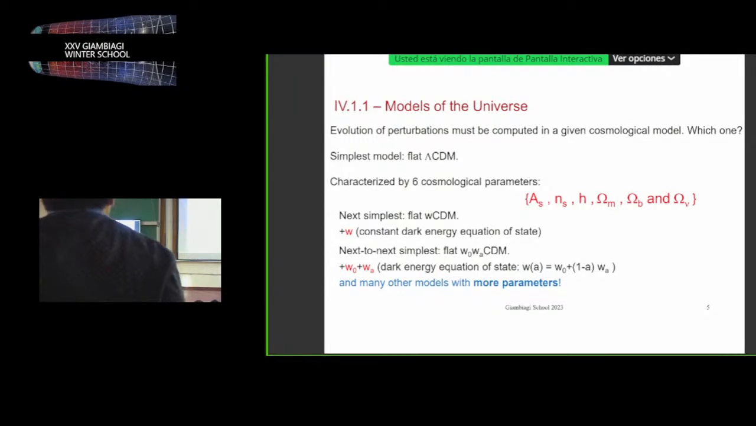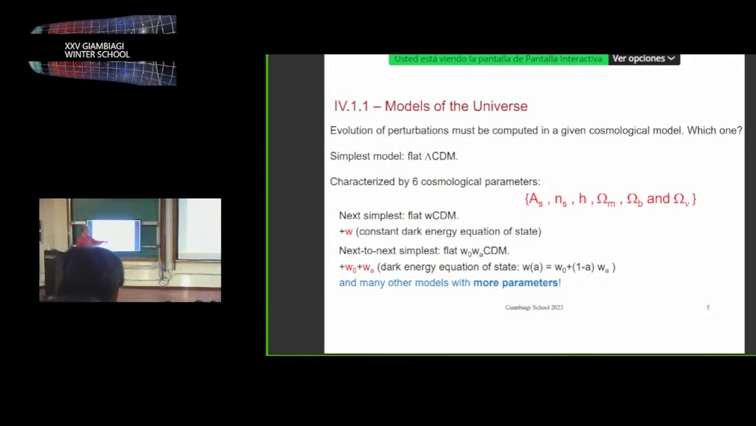Here I put the scale factor a. And this is a parameterization where w of a, so the equation of state as a function of the scale factor, goes like a constant, w0, plus 1 minus a times another constant, wa. So there are two free parameters here, w0 and wa. So that's the next to next simplest model.